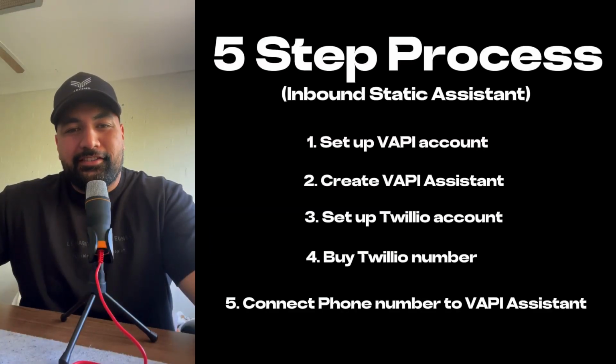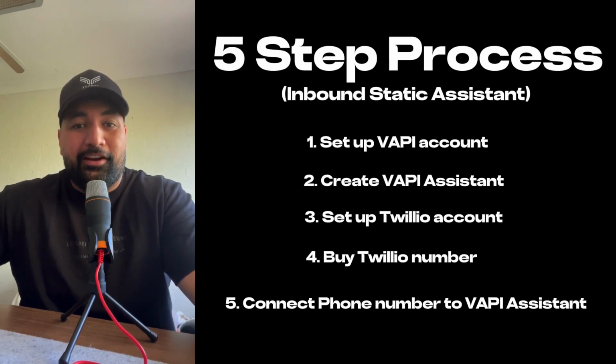This video is for anyone that has no background in AI, so this is perfect if you just want to get started. To set up an AI voice agent, there are 5 steps. Number 1, we're going to create a VAPI account. Number 2, we're going to create a VAPI assistant within the account. Number 3, we're going to create a Twilio account. Number 4, we're going to buy a Twilio phone number. And then number 5, we're going to connect the Twilio phone number with our VAPI assistant and call the number and start speaking with our assistant straight away. I'll show you how to do that now.